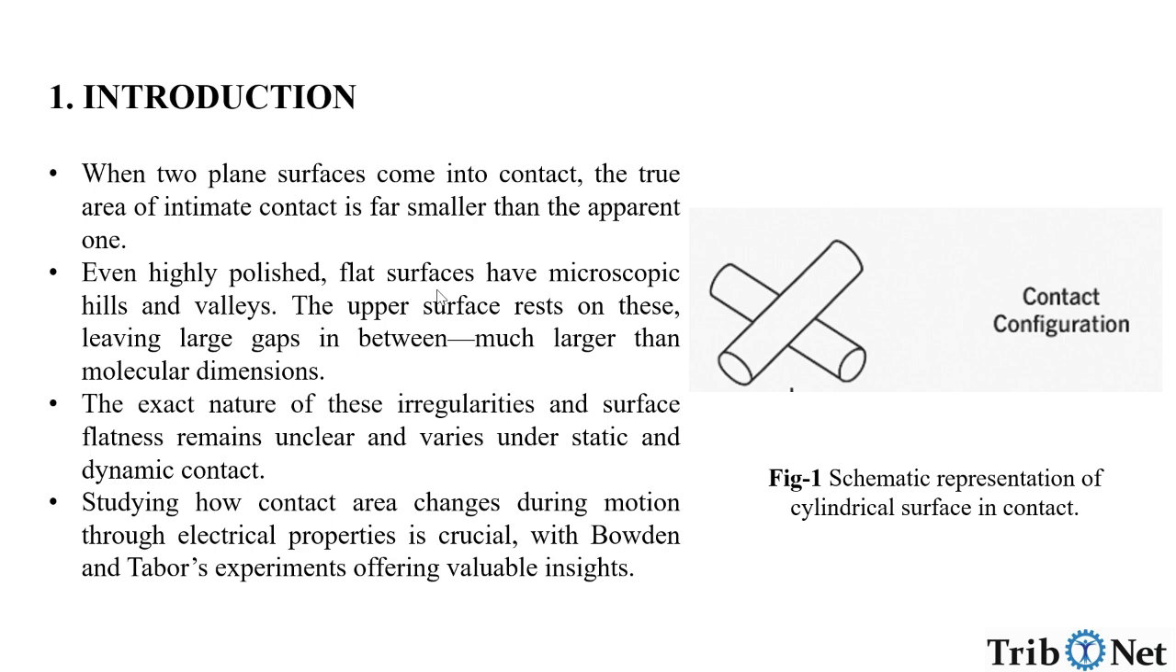Even highly polished flat surfaces have microscopic hills and valleys, or asperities, and the upper surface rests on these, leaving large gaps in between, much larger than molecular dimensions. The exact nature of these irregularities and surface flatness remains unclear and varies under static and dynamic contact. Studying how contact area changes during motion through electrical properties is very crucial, and hence Bowden and Tabor's experiment offers valuable insights into this.